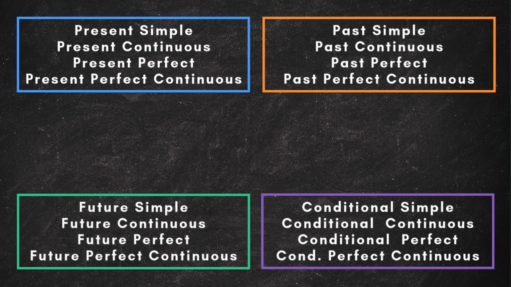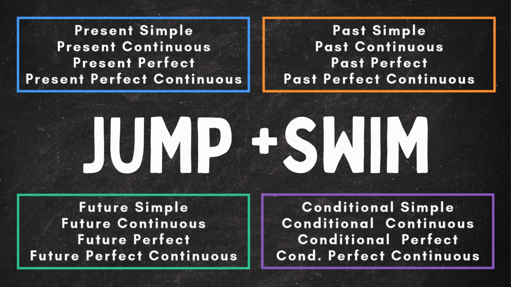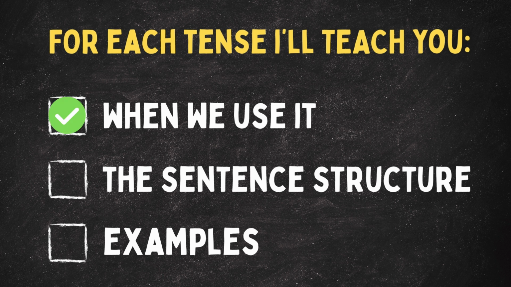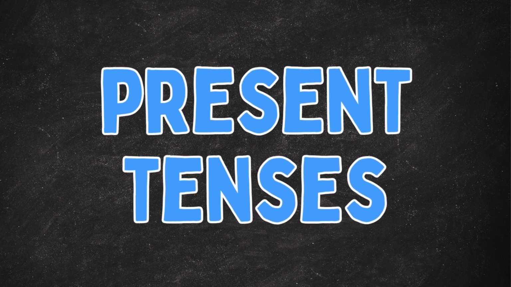Today we're learning all 16 English tenses for the verbs jump and swim. Don't worry, we'll go step by step. For each tense, I'll teach you when we use it, the sentence structure, and simple examples for each verb. Ready? Let's dive in. First, the present tenses.